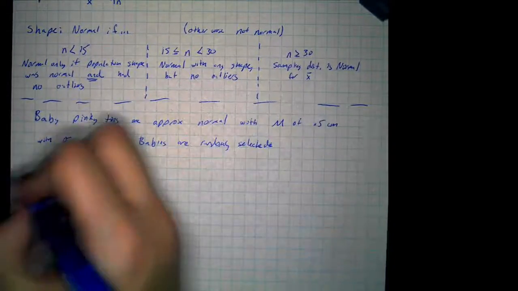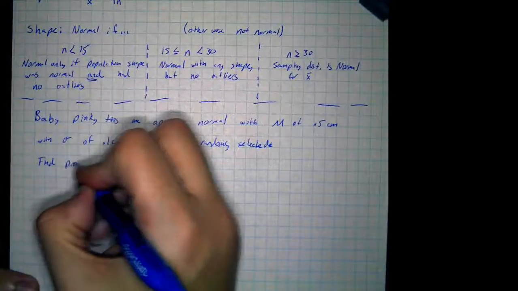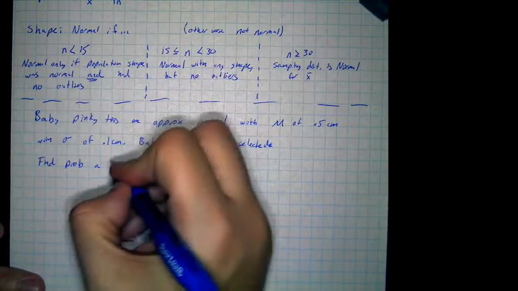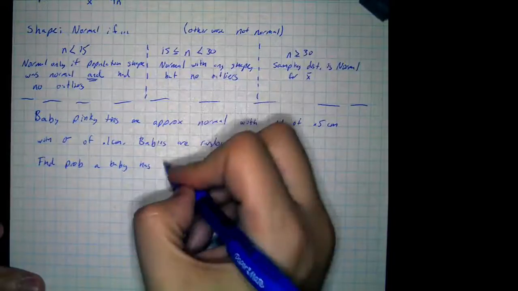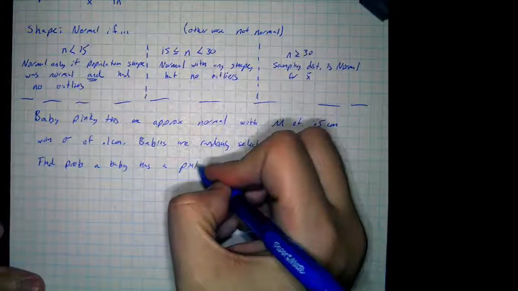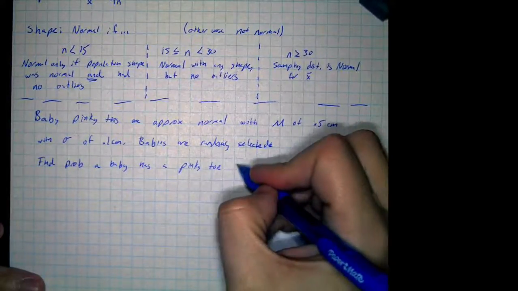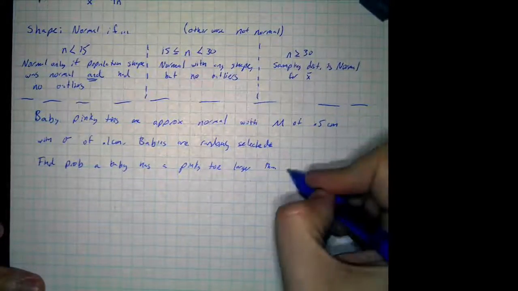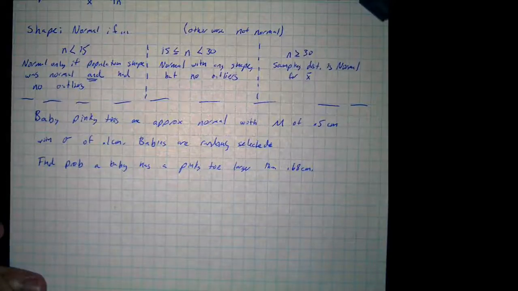Alright. So we are going to find the probability a baby has a pinky toe larger than 0.68 centimeters.